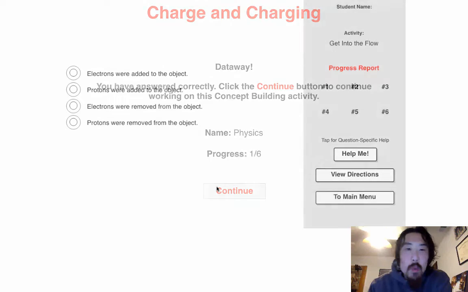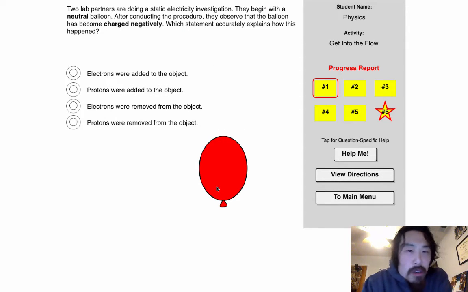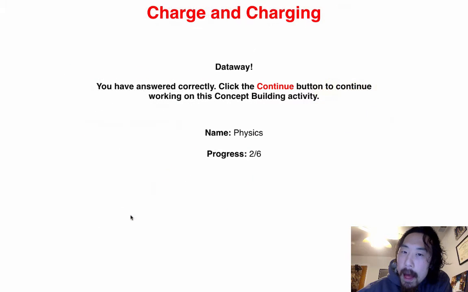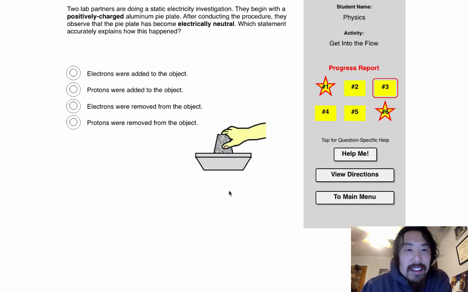Next question. Two lab partners are doing a static electricity investigation. They begin with a neutral balloon. After conducting the procedure, they observe that the balloon has become charged negatively. Which statement accurately explains how this happened? Remember, if an object becomes negatively charged, that means negative charges were added, because only negative charges can move. So I'm going to choose this one. Fingers crossed. I got it.